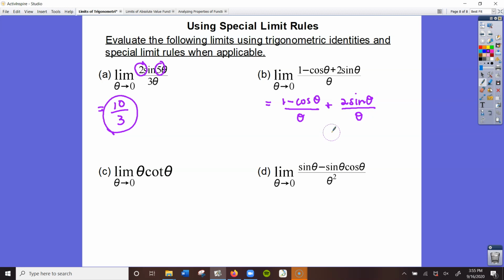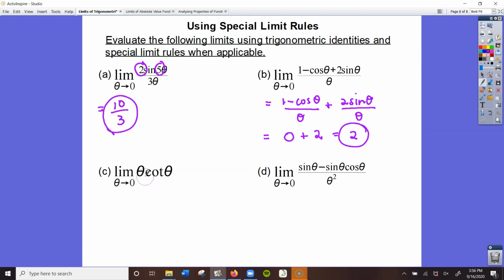See, if you were to add these together, we add the numerators, but the denominator doesn't change. So this would still give me the same function that we have written above. So now I can go ahead and apply my special limits. 1 minus cosine theta over theta is 0. 2 sine theta over theta, we just take that coefficient, which is 2. 0 plus 2 will be 2.